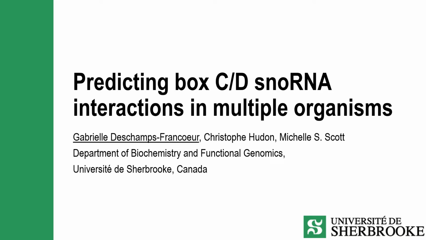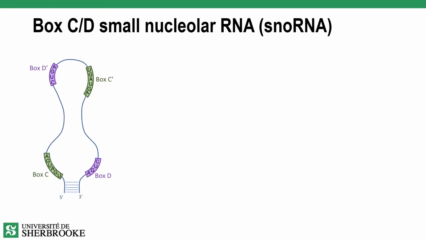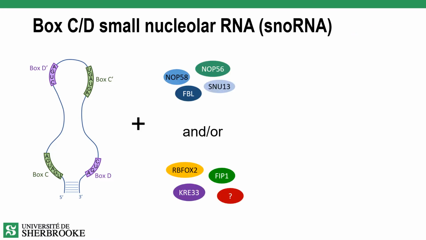Hi, today I'll talk about the prediction of box C/D snoRNA interactions in two organisms. Box C/D snoRNAs, or small nucleolar RNAs, are small non-coding RNAs well conserved in eukaryotes. They are characterized by the presence of well-conserved patterns called the boxes C and D, and C' and D'. They interact with specific proteins for stability and function.